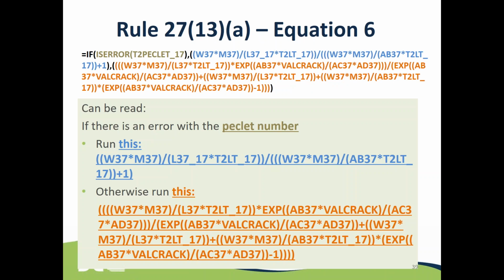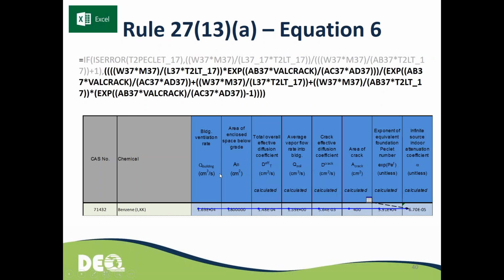I know this is where it will make some people's heads spin, but the way you would see that in the Excel formula is it reads like this. And you can see I color-coded it to make it a little bit easier. If there's an error, basically because it reaches infinity, you'd run this. If not, you'd run this. So you can see that it would actually reach out and pull all those values to run.